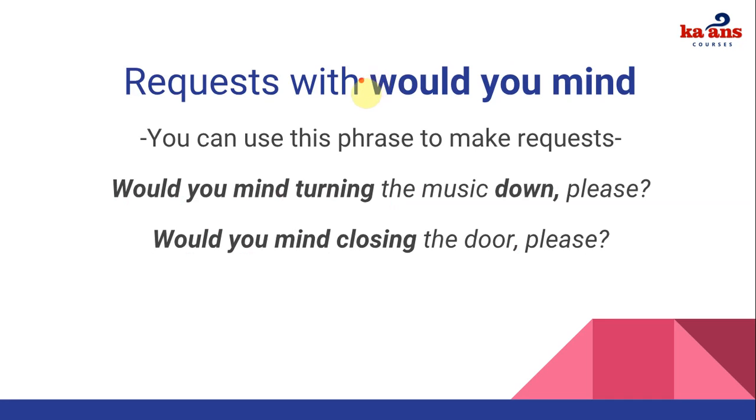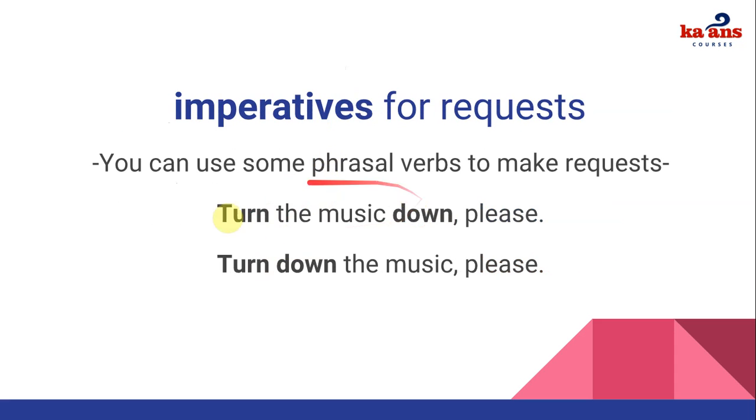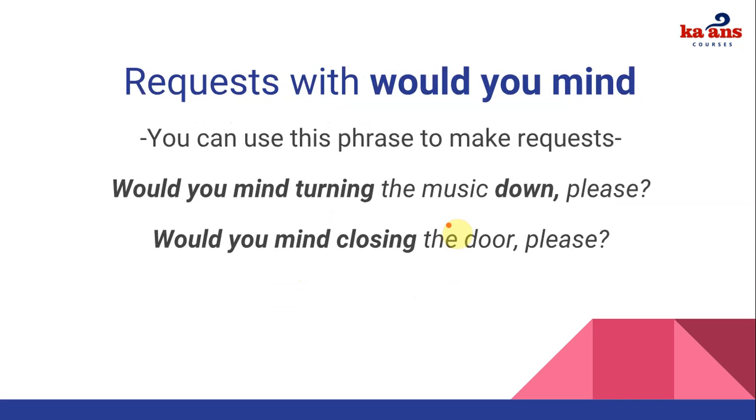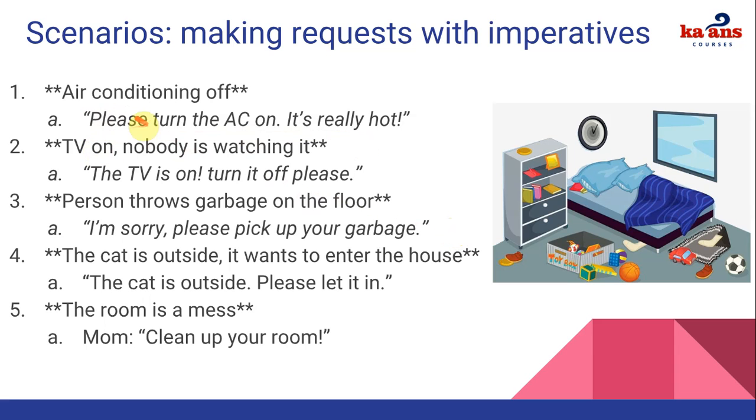Remember that imperatives, basically, we have the action and then the subject. And of course, we're going to use please. So, in this case, here we have the air conditioning off. So, please turn the AC on. AC referring to air conditioning. Please turn the AC on. It's really hot. So in this case, you could give a reason. It's not necessary, but it's a good way to ask or to make this request.